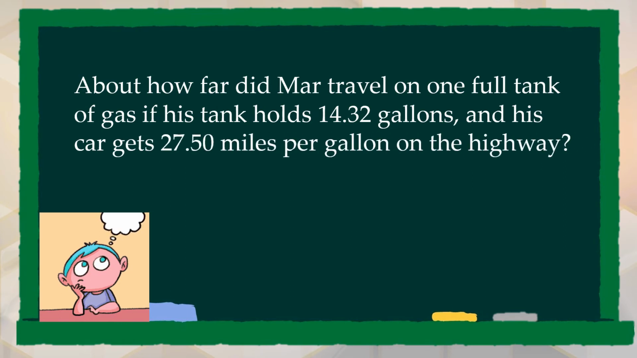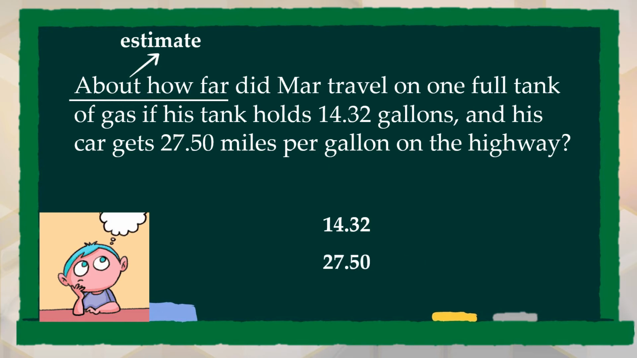This time, here's another problem which will show us how to find the reasonable estimate of decimal numbers by rounding the factors to the greatest place value. About how far did Mark travel on one full tank of gas if his tank holds 14 and 32 hundredths gallons and his car gets 27 and 50 hundredths miles per gallon on the highway? About how far indicates to estimate. In this problem, we need to estimate the product. The given facts are 14 and 32 hundredths or 14.32 and 27 and 50 hundredths or 27.50.